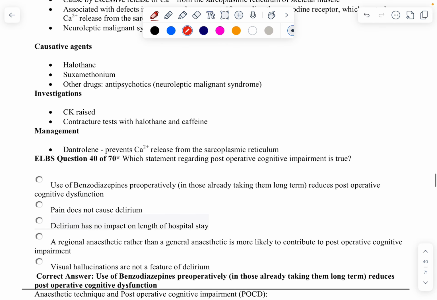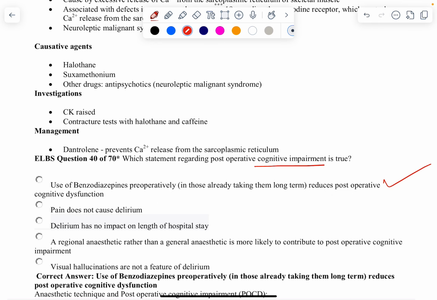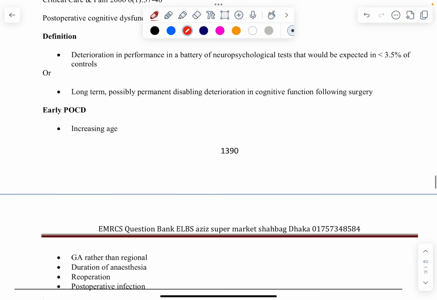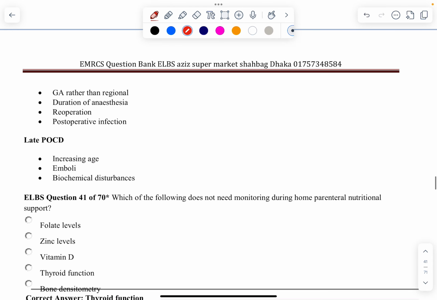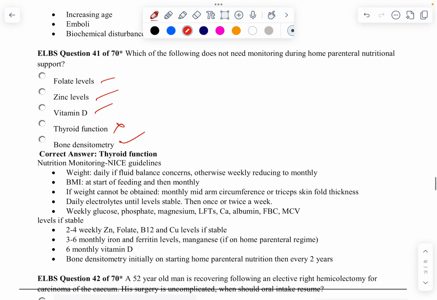Which of the statements regarding post-operative cognitive impairment is true? Use of benzodiazepines reduces cognitive impairment. This is good. Which of the following does not need monitoring during home parenteral nutrition? Folate levels need monitoring, zinc level, vitamin D. Thyroid does not need monitoring every day, you don't do it.